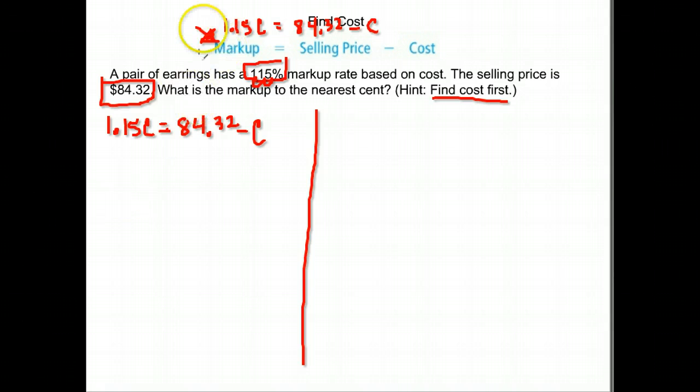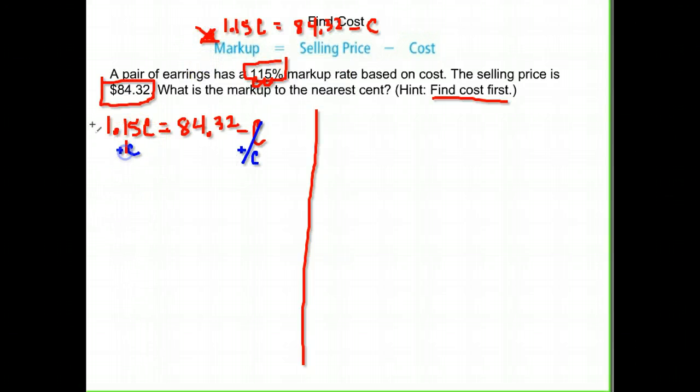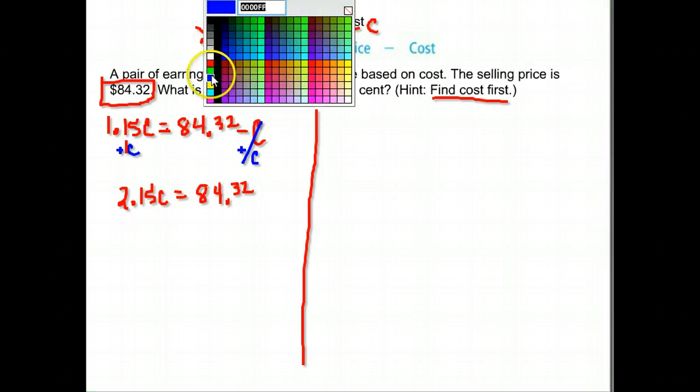So the way we would solve this from here is, again, we're solving for C, so we need the C's on the same side. So I would add C to both sides to move it over. That would give me, this is a 1C, so 1 plus 1.15 is 2.15C, and that's equal to $84.32.